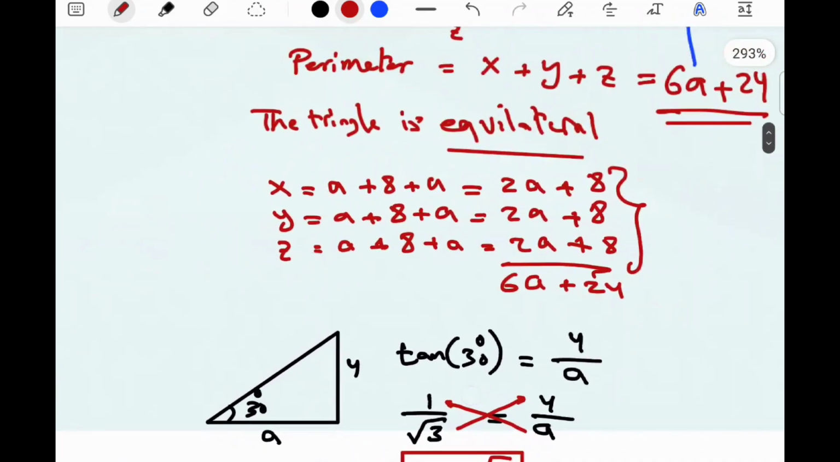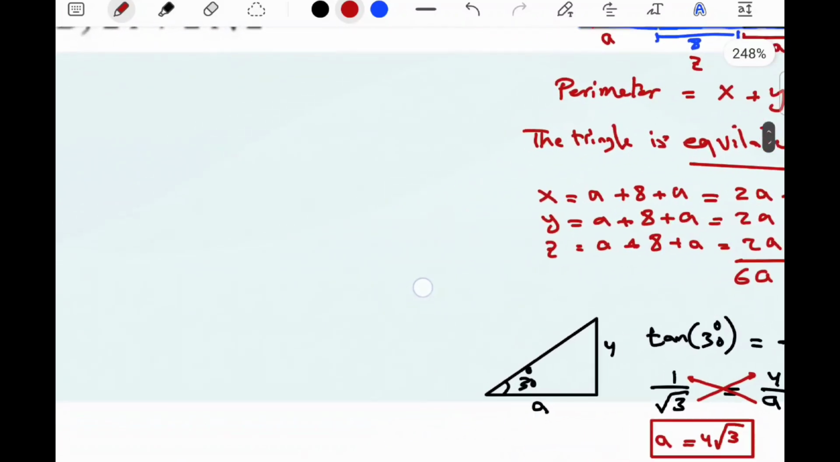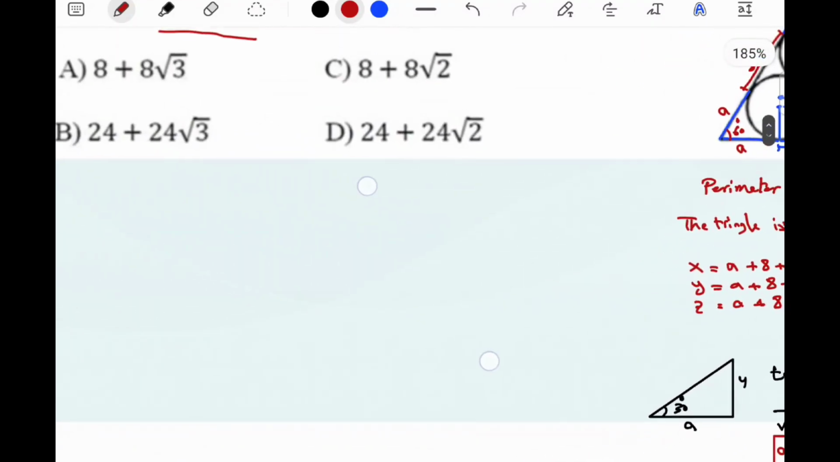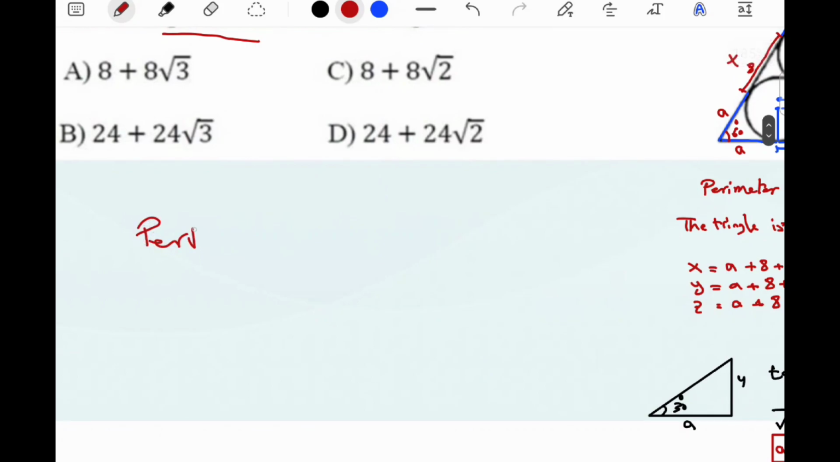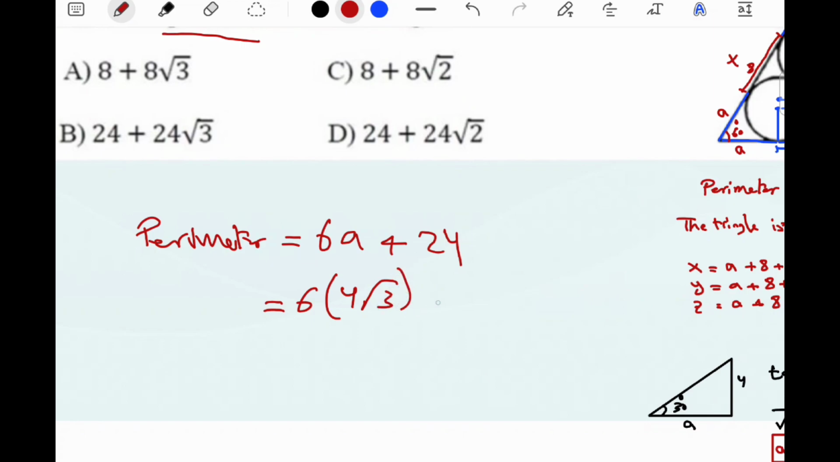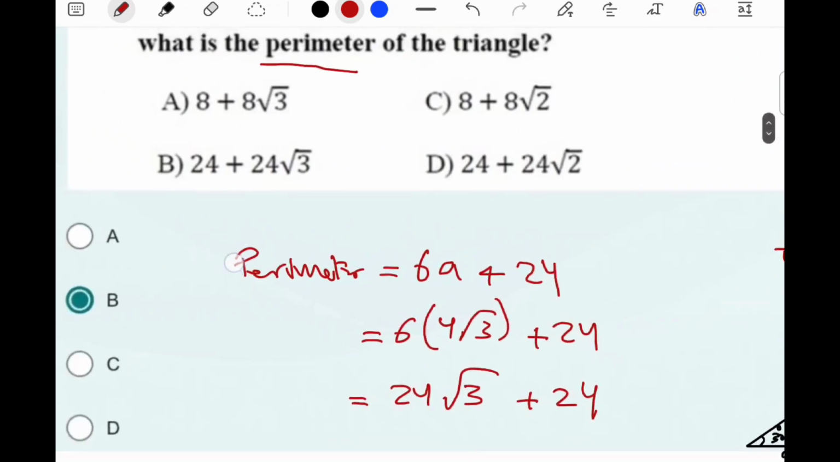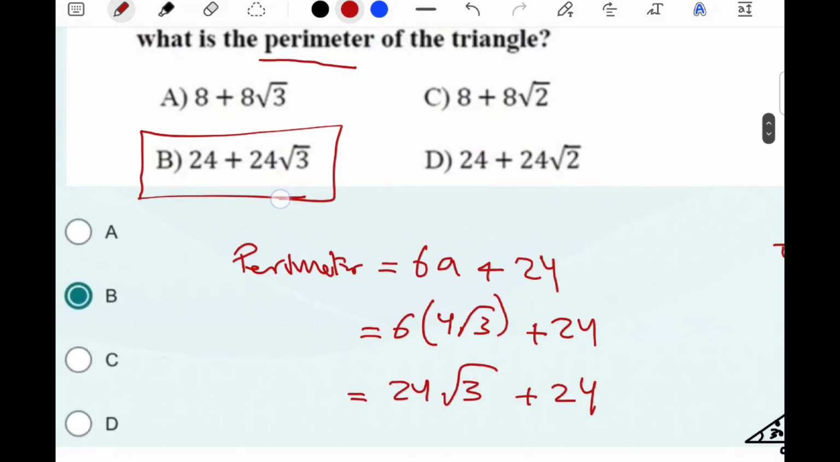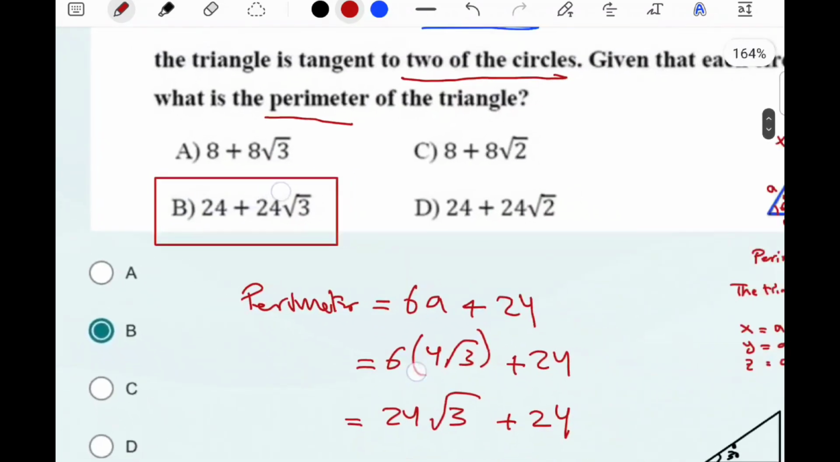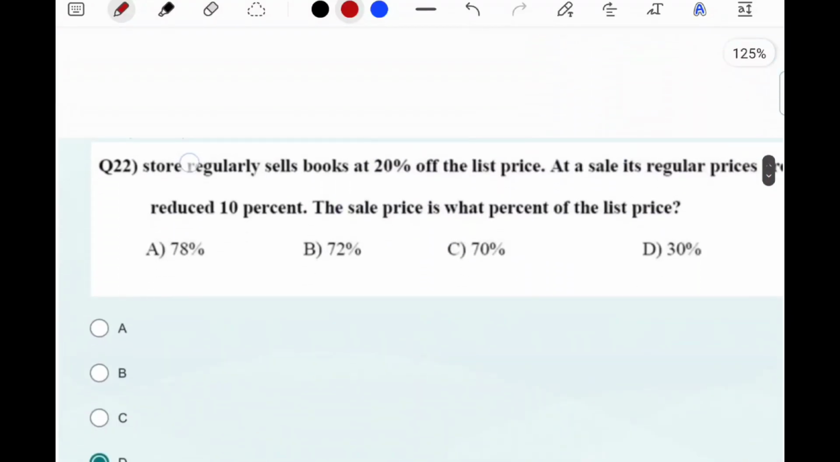So in this case, we can calculate now the perimeter. So the perimeter is equal to 6A plus 24, but A is 4 root 3, plus 24, and this is equal to 24 root 3 plus 24. And the answer is B. The next question.